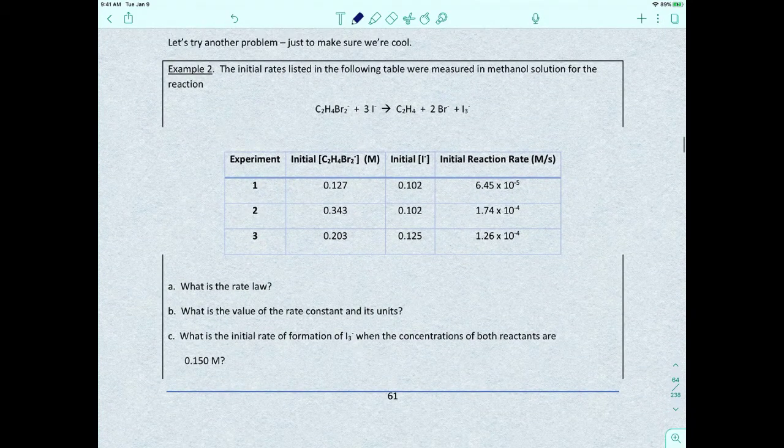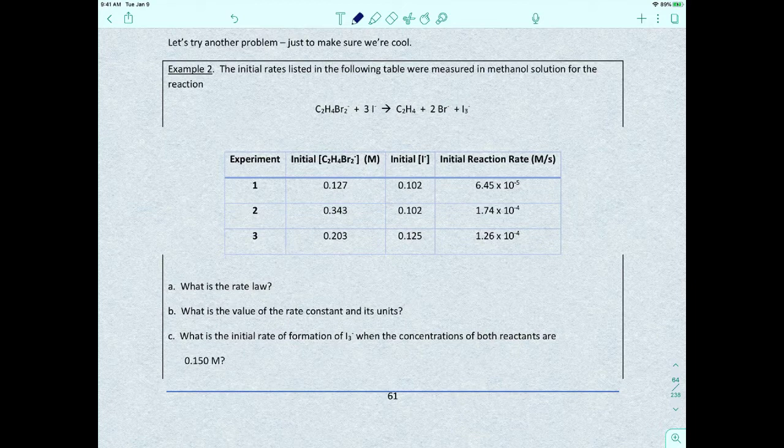Here's what we got. The initial rates listed in the following table were measured in methanol solution for this reaction. C2H4Br2 minus plus 3 moles of iodide ion yields C2H4 plus 2Br minus plus I3 minus. All right, so that's your reaction. You've got 3 different experiments. Experiment 1, concentration of C2H4Br2 was 0.127 molar. Initial concentration of I minus was 0.102 molar. And then the initial reaction rate was 6.5 times 10 to the minus 5th molar per second.